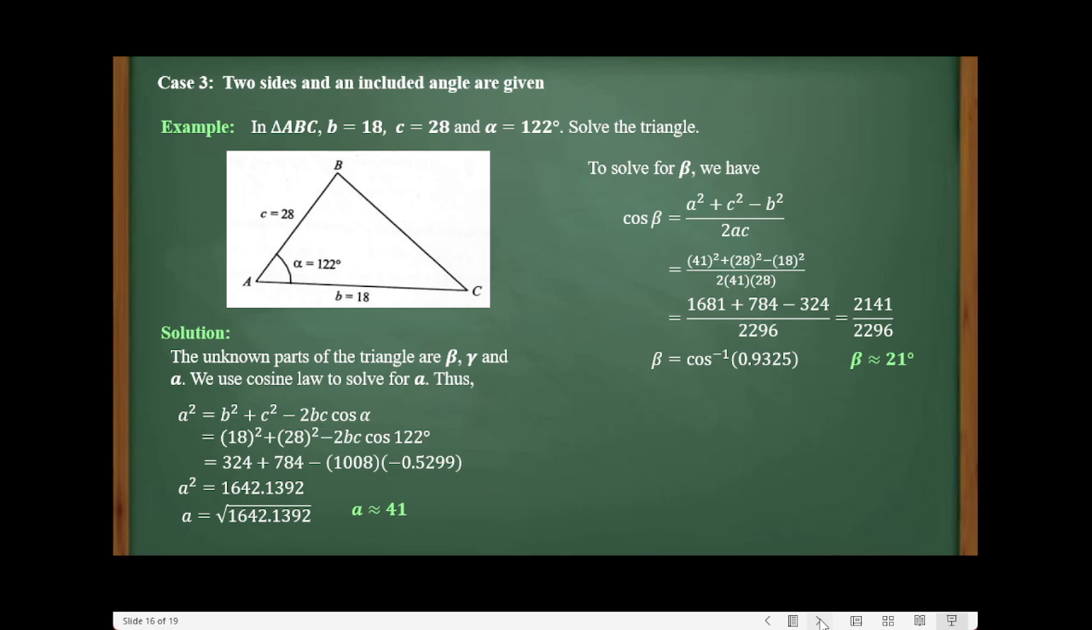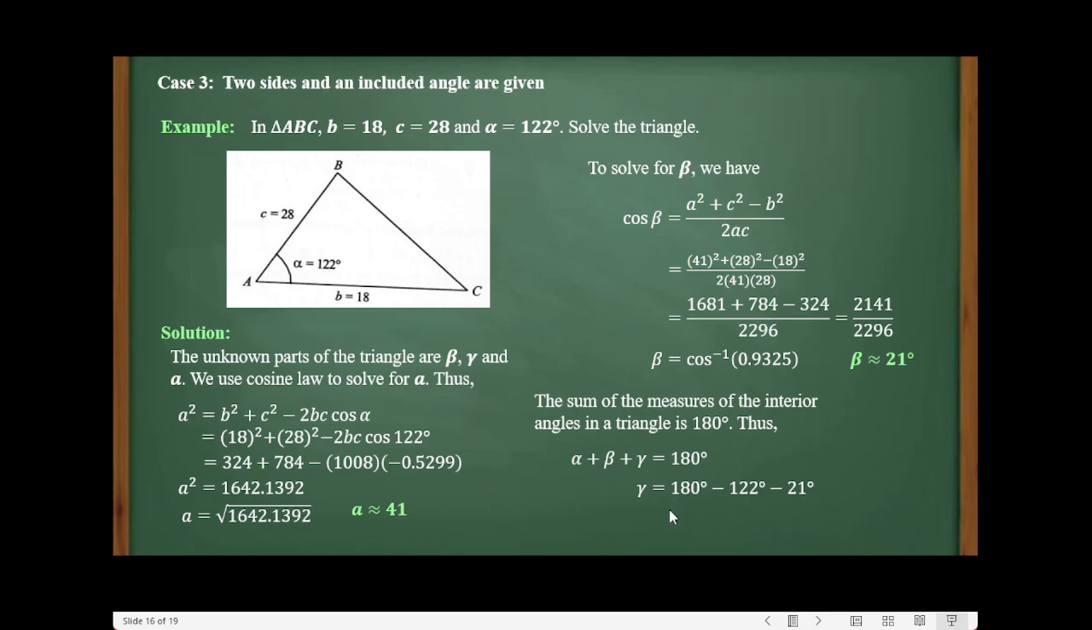And to get the measure of gamma, we use the angle sum theorem of a triangle, which states that the sum of all the angles in a triangle is 180 degrees. Thus, alpha plus beta plus gamma is 180. Then substitute the value of alpha and beta, which is 122 and 21. Of course, taking the result of this expression, you will get the measure of angle gamma, which is 37 degrees. Okay?